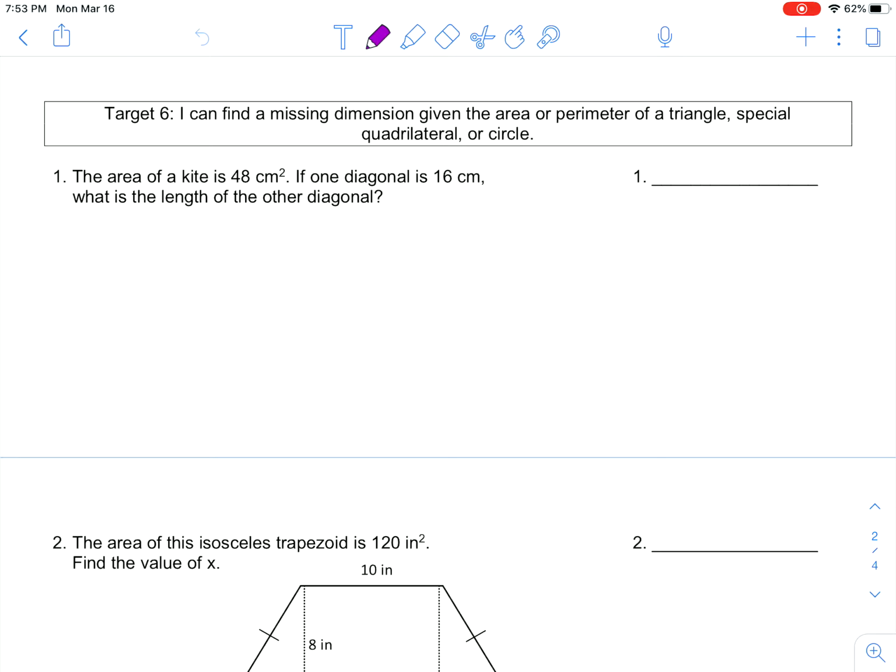It says the area of a kite is 48 centimeters squared. If one diagonal is 16 centimeters, what is the length of the other diagonal?